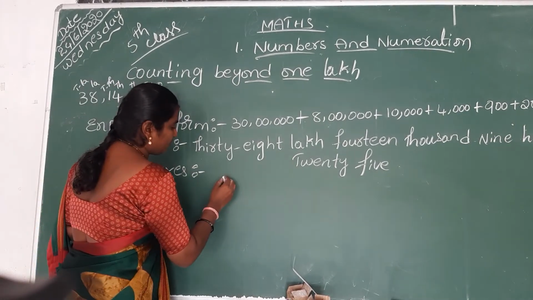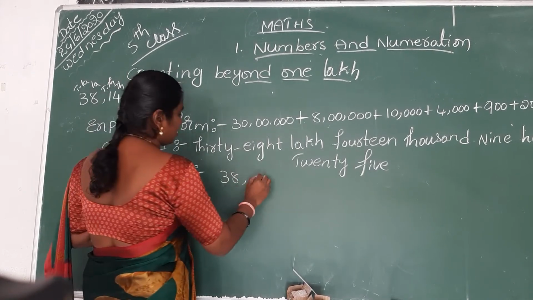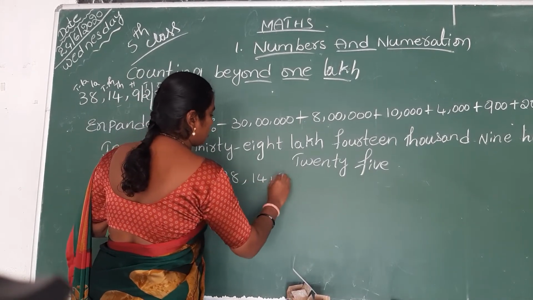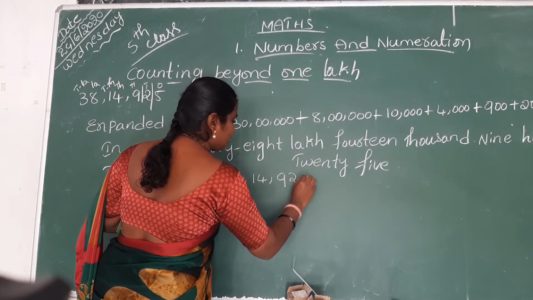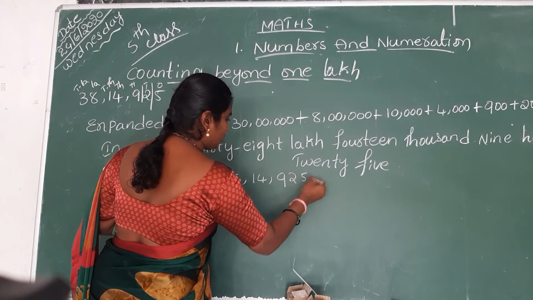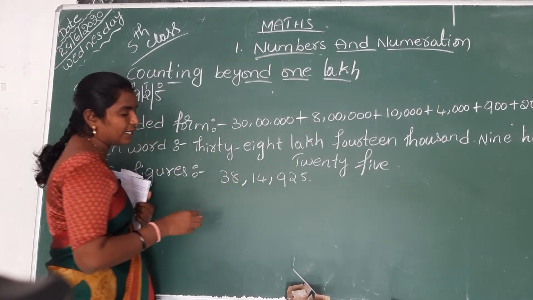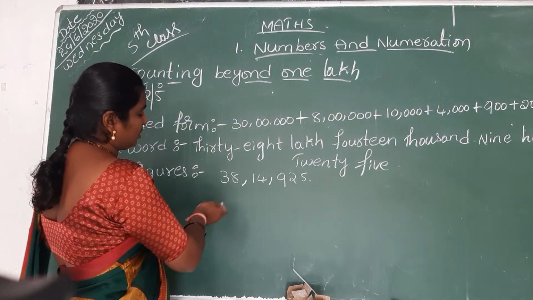Before I explain where we have to put the commas: in lakhs place, 1 comma. Next, in thousands place, another comma. Next hundreds, tens place, no ones place. Here there is no need of writing any commas. If you put commas like this, you will find it easy to read a number.